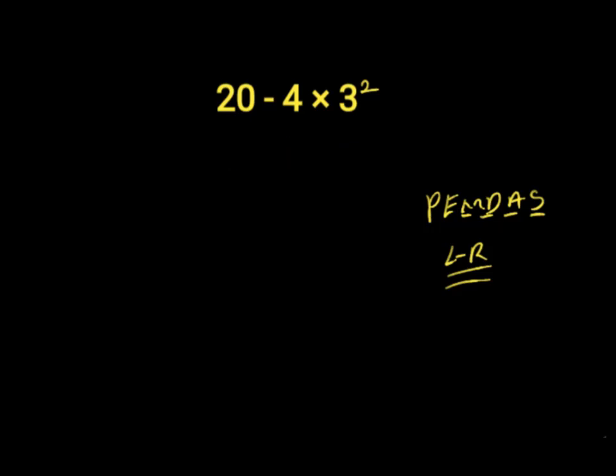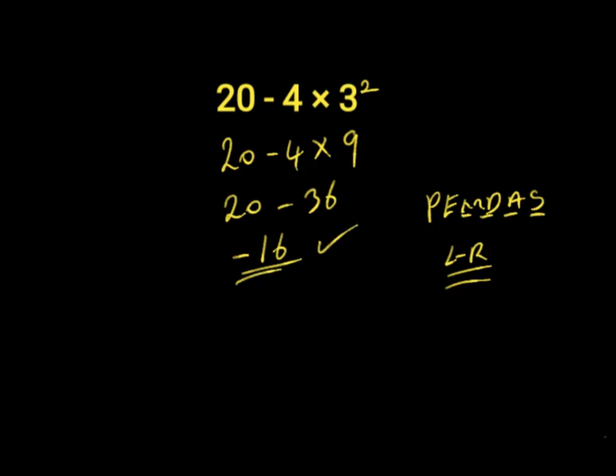3 raised to the power of 2 is equal to 3 times 3. 3 times 3 will give us 9. Then we have 20 minus 4 times 9. Then we solve our multiplication because multiplication comes before subtraction. 4 times 9 will give us 36. Then we have 20 minus 36. 20 minus 36 will give us negative 16, which is the right answer to this question.